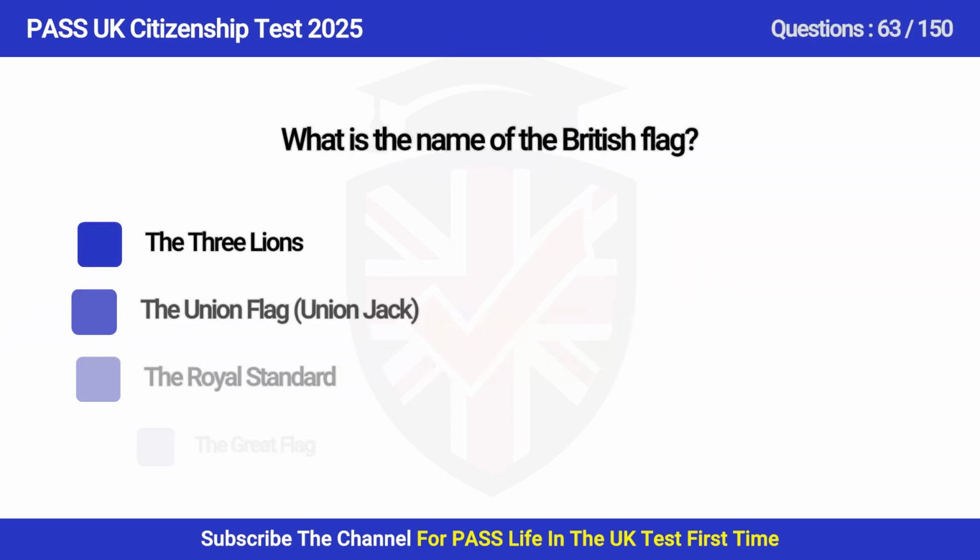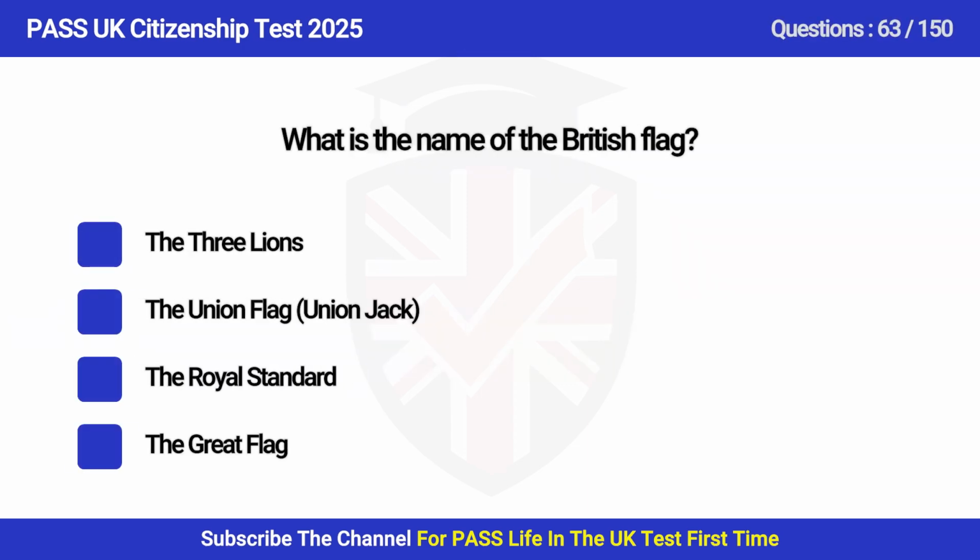Question 63. What is the name of the British flag? A. The Three Lions, B. The Union Flag, Union Jack, C. The Royal Standard, D. The Great Flag.